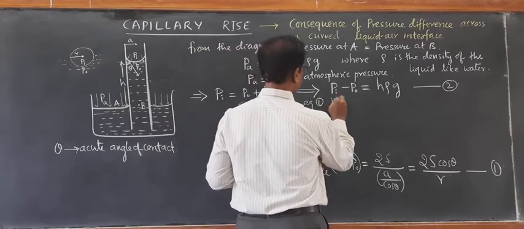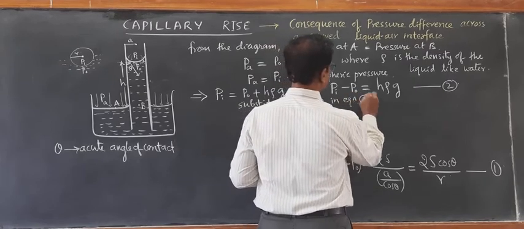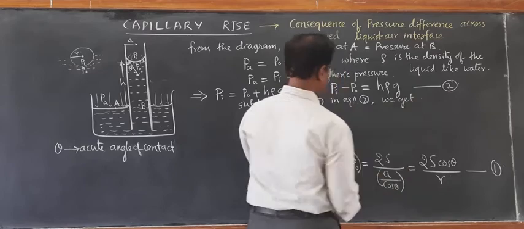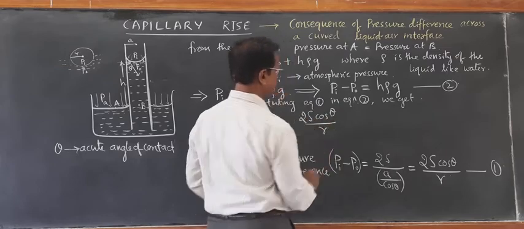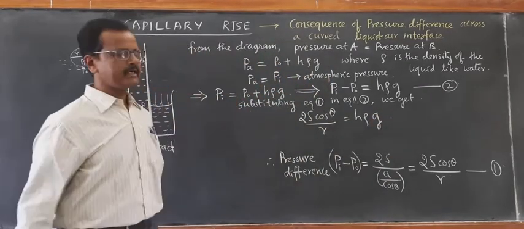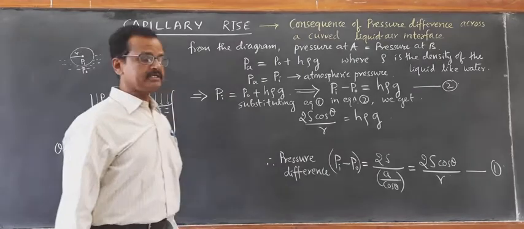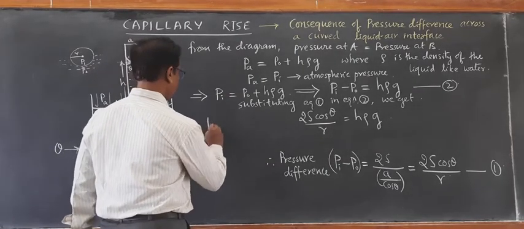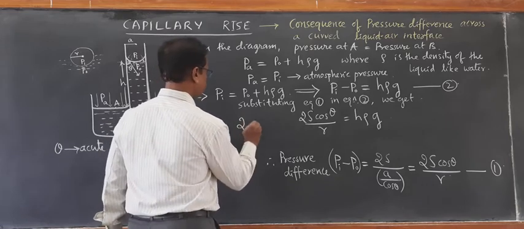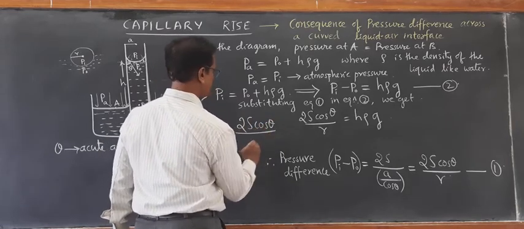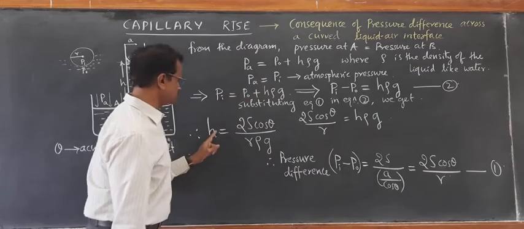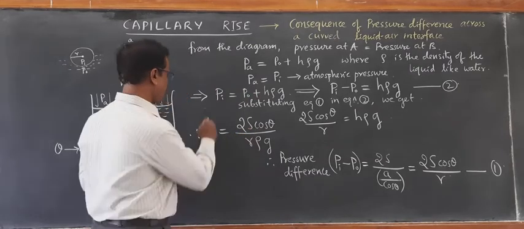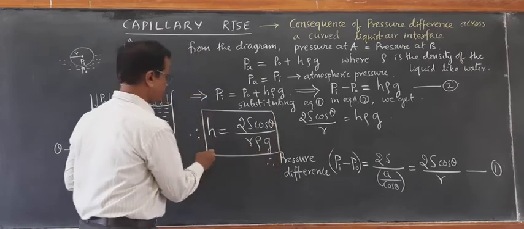Therefore, substituting equation 1 into equation 2, we get 2s cos theta by r is equal to H rho G. Thus we get the value of the capillary height H. Therefore, capillary height H is equal to 2s cos theta by r rho G. This rho and G come to the denominator, so H is equal to 2s cos theta by r rho G. This becomes the capillary height.